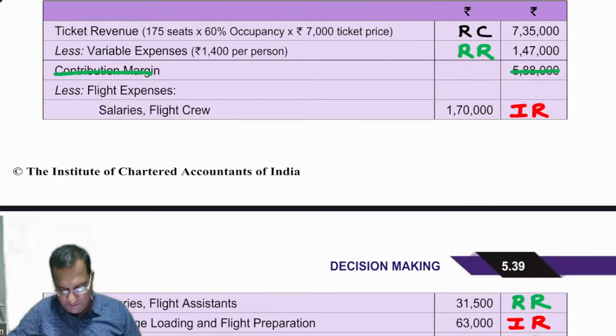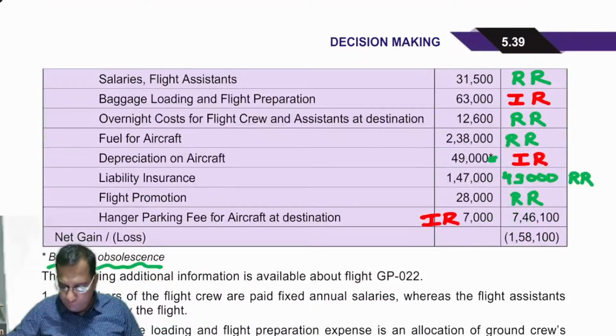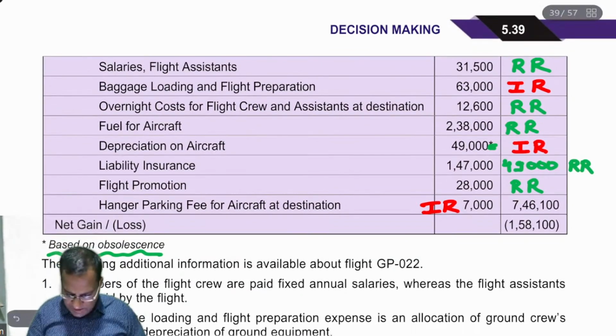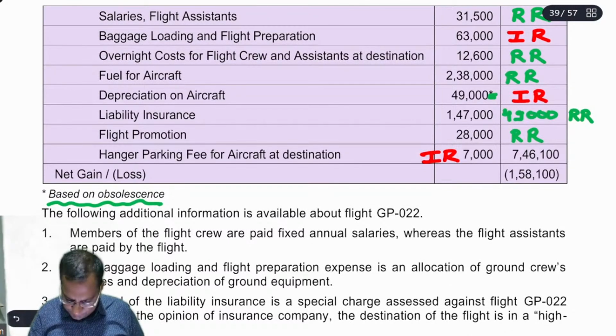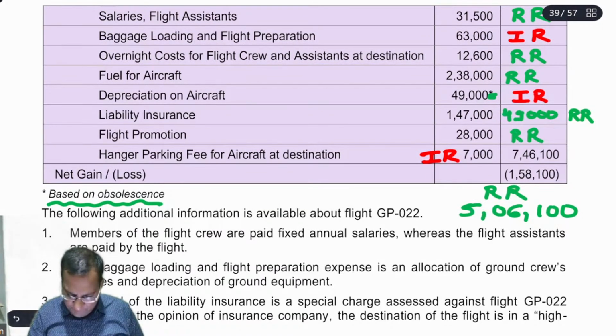There is only one relevant cost in the name of revenue, that is inflow avoided. Rest are all relevant revenue. So our total 1,47,000, 31,500, 12,600, 2,38,000, 49,000, and 28,000. So the relevant revenue is 5,06,100, while the relevant cost is 7,35,000.